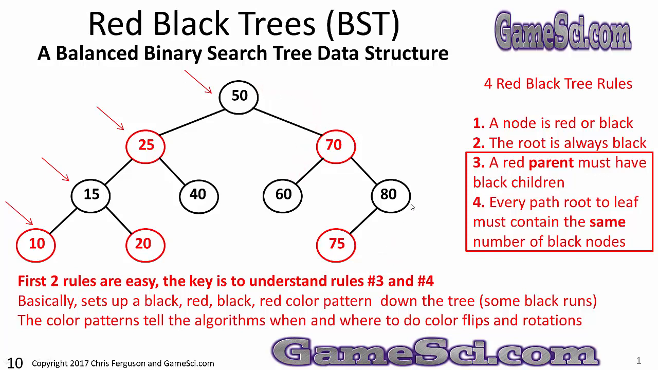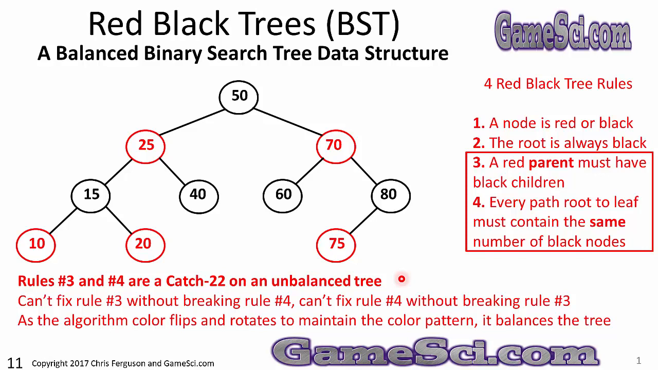The color patterns tell the algorithms when and where to do color flips and rotations. And color flips and rotations are the things we do to turn the tree red-black correct and to make the tree balanced.